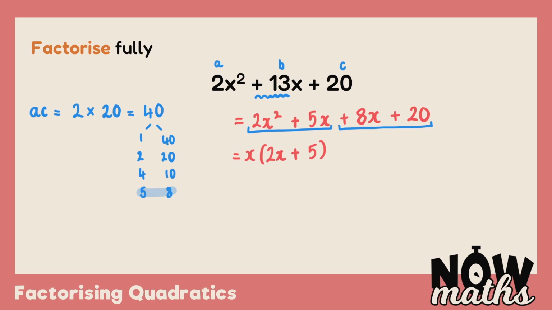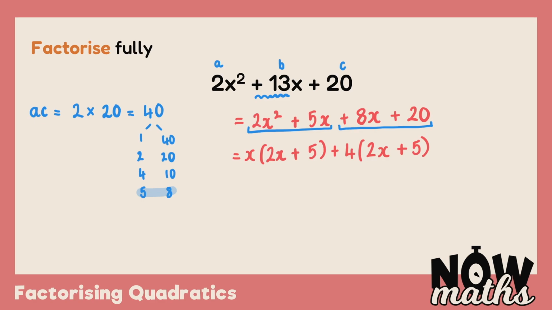We're now going to factorise the second half. So looking at 8x and 20, these terms have a highest common factor of 4. So we're going to take a factor of 4 out. And then 8x divided by 4 is 2x, and 20 divided by 4 is 5.